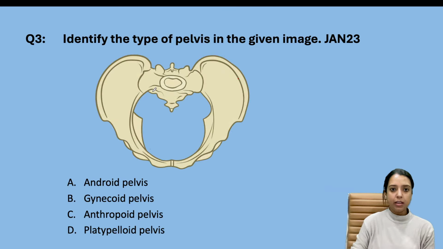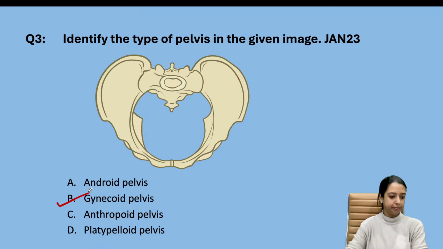What is this type of pelvis? Can you see the circle? Inlet circle, round, so beautiful, gynecoid.